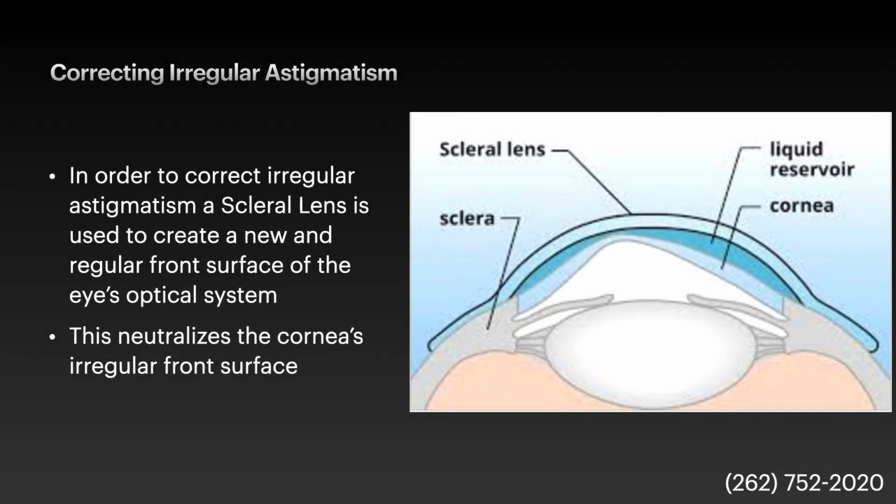So to correct irregular astigmatism, the idea is to get the irregular cornea out of the equation and neutralize it. So we use a lens that fits above the cornea, which is called a scleral lens. This creates a liquid reservoir under the lens and in front of the cornea, which neutralizes the irregular cornea and results in very good vision for the patient. The first thing that light hits when it gets to the eye is now the scleral lens, which has a normal regular curvature versus the irregularly curved cornea, resulting in good vision.